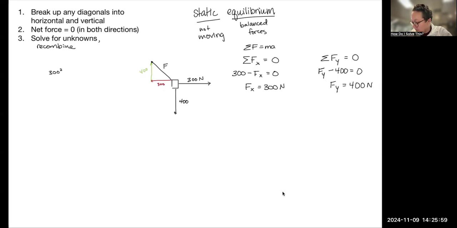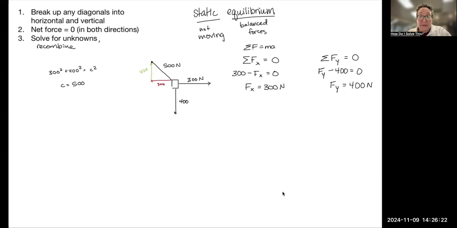300 squared plus 400 squared equals c squared. And in this case, it does happen to be a special triangle. We'll get c is 500. So 345 times 100. And so we get 500 newtons.